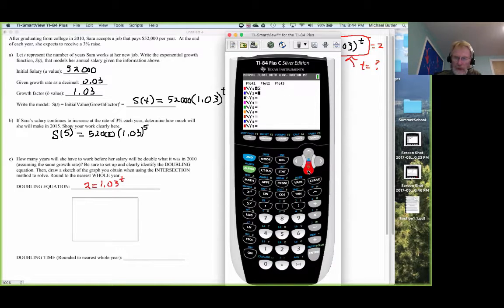I'm going to put 2 into Y1 and 1.03 raised to the X into Y2. Okay, so we know a few things about that we can do with the window. We don't need negative time here. We don't care about what she made prior to this job, right?